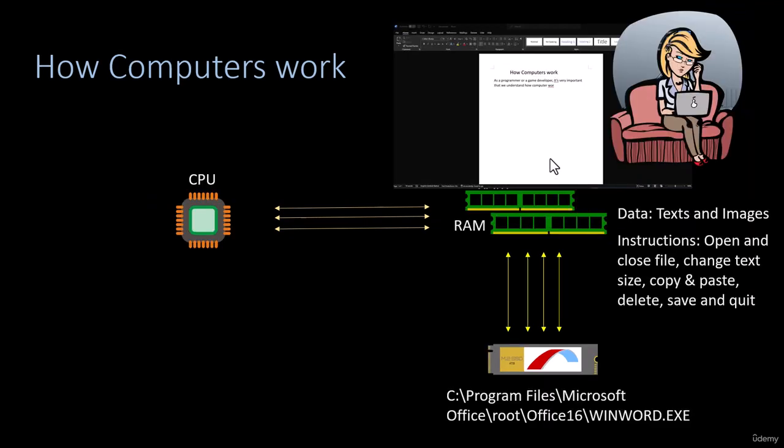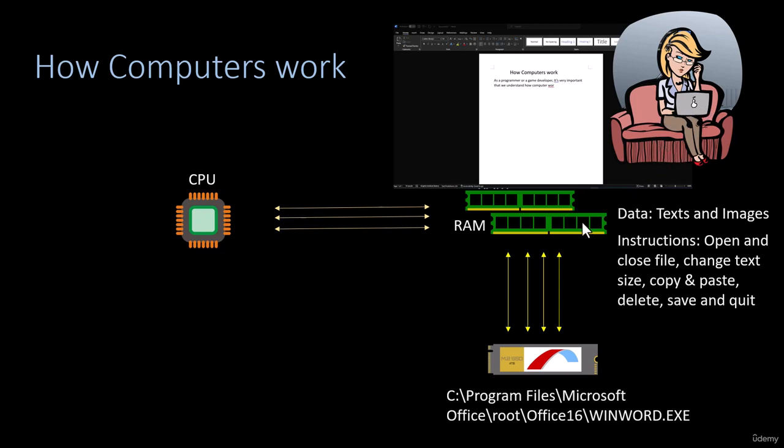If you want to create a Word document, you need the Microsoft Word application. So you first have to download and install Microsoft Word onto your C drive or D drive, any drive. In my case, it's my C drive, program files, and so on. When you open the application from your local drive, the application and the data are all loaded into the RAM, the computer's primary memory.